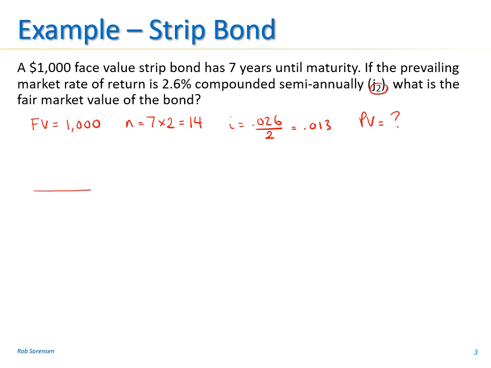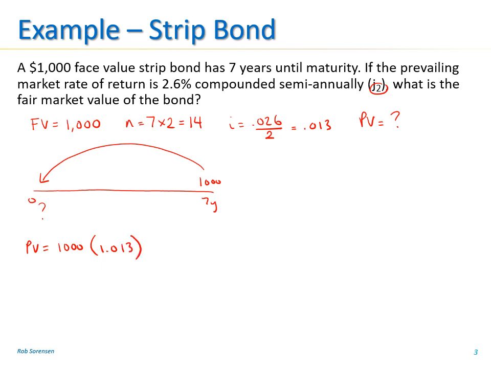You can think of a picture if you like. Here we are today, we've got 7 years. We're going to get $1,000 in the future. Let's bring it back to today and see what we would pay. So that's what's going on with this one. So the fair market value or the price is going to be $1,000 brought back at 1.3% every 6 months for 14 periods, and that works out to be $834.58.